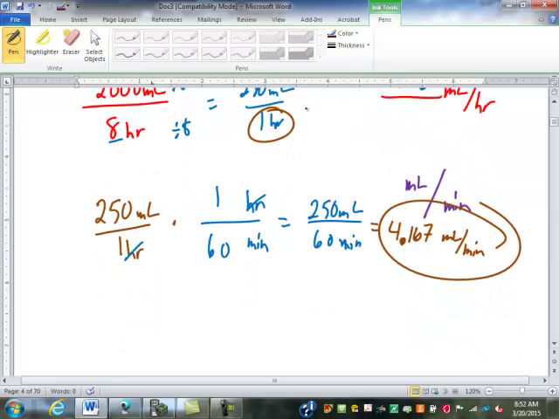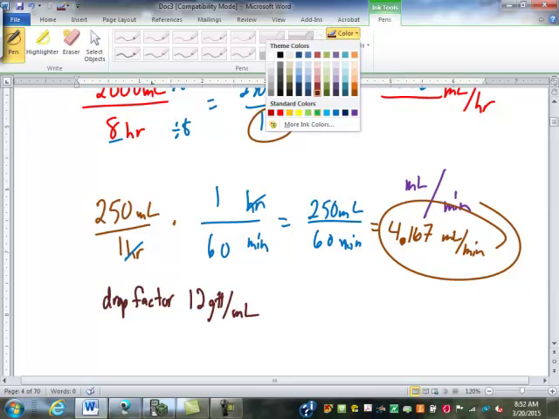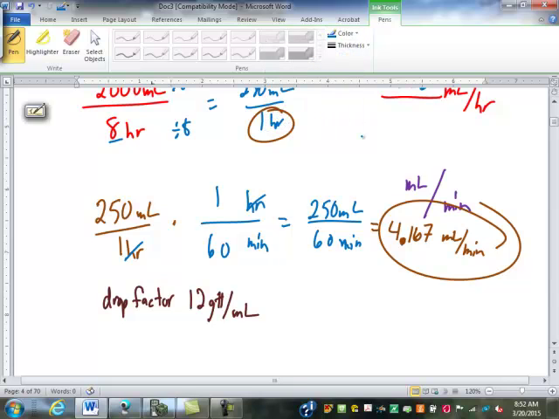If we wanted this in drops per minute, we would need more information. We would need a drop factor. So, for example, let's say we have a drop factor of 12 drops per milliliter. Most of the time, your drop factor is anywhere from 8 drops per milliliter up to about 25 drops per milliliter. It depends on the viscosity of the liquid. A thicker, more viscous liquid will have larger drops, so it's fewer drops per milliliter generally.